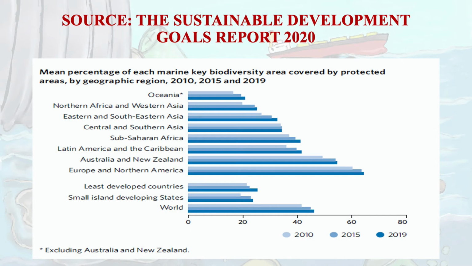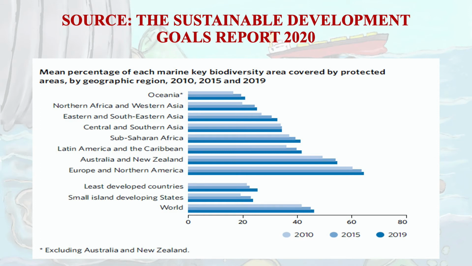Then again, in this figure you will see the mean percentage of each marine key biodiversity area covered by protected areas by geographic region, for 2010, 2015, and 2019. You will see the difference. Worldwide, in 2010 the percentage of marine key biodiversity area covered is around 40. Now there is an increase in 2019. It shows that we are improving in this direction. The situation is improved as compared to 2010, right?